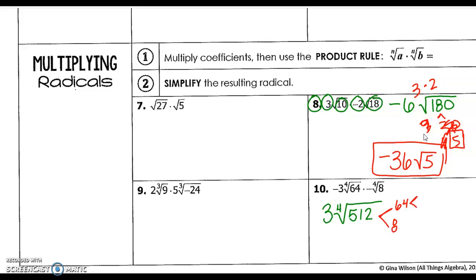I know that 64, I can go 8 and 8. I'm looking for groups of 4. That's only 3 and 8, so I can go 4 and 2. Still don't have any groups of 4, but I can take my 4s into 2 and 2s.